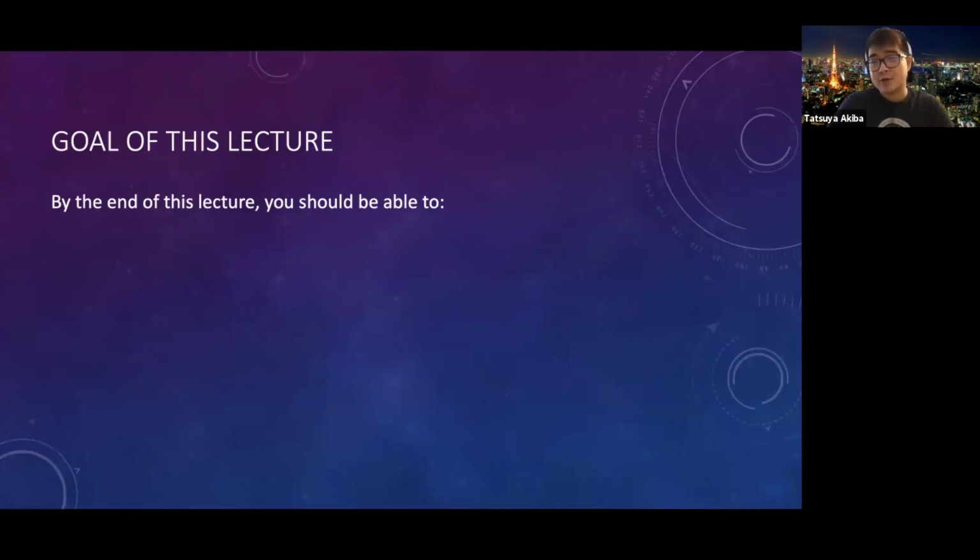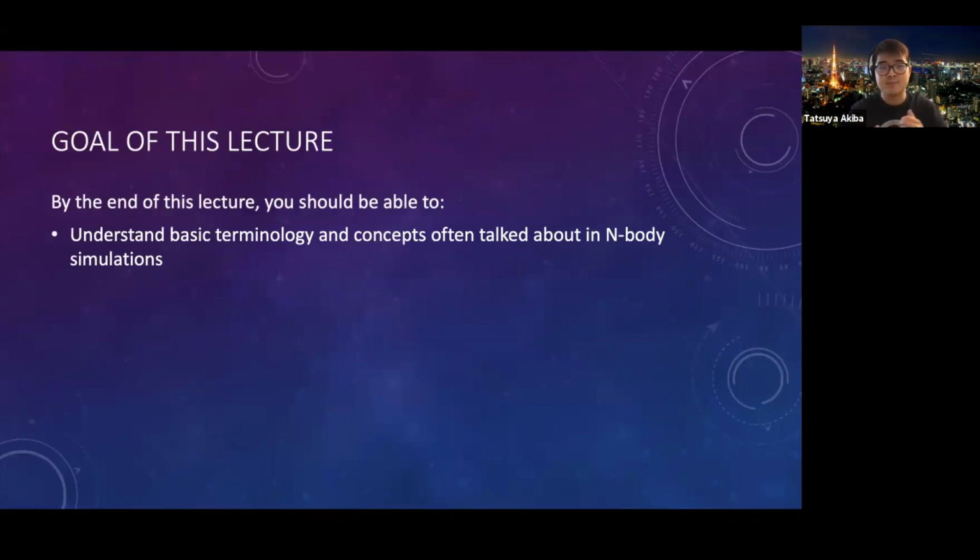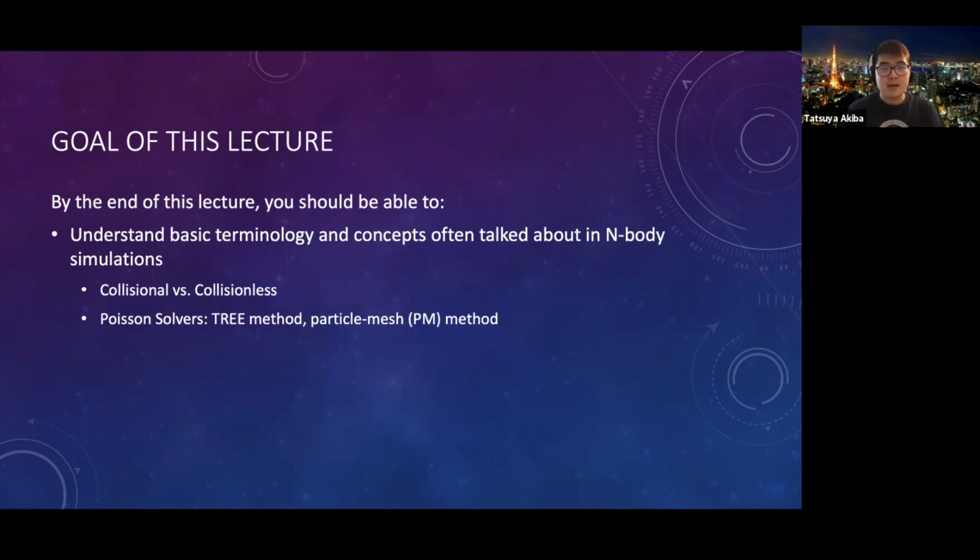By the end of this lecture, I'm hoping that you are capable of, first of all, understanding the basic terminology and concepts, the basic things that go into an n-body simulation and what sort of setup and settings are usually used for n-body simulations. These are things like collisional versus collisionless n-body simulations, which Steve has already talked about a little bit. I'll talk a little bit more in detail about Poisson solvers. These are some of the simplifying methods that are often used, the tree method or the particle mesh method, for instance. And then I will talk about orbit integration.